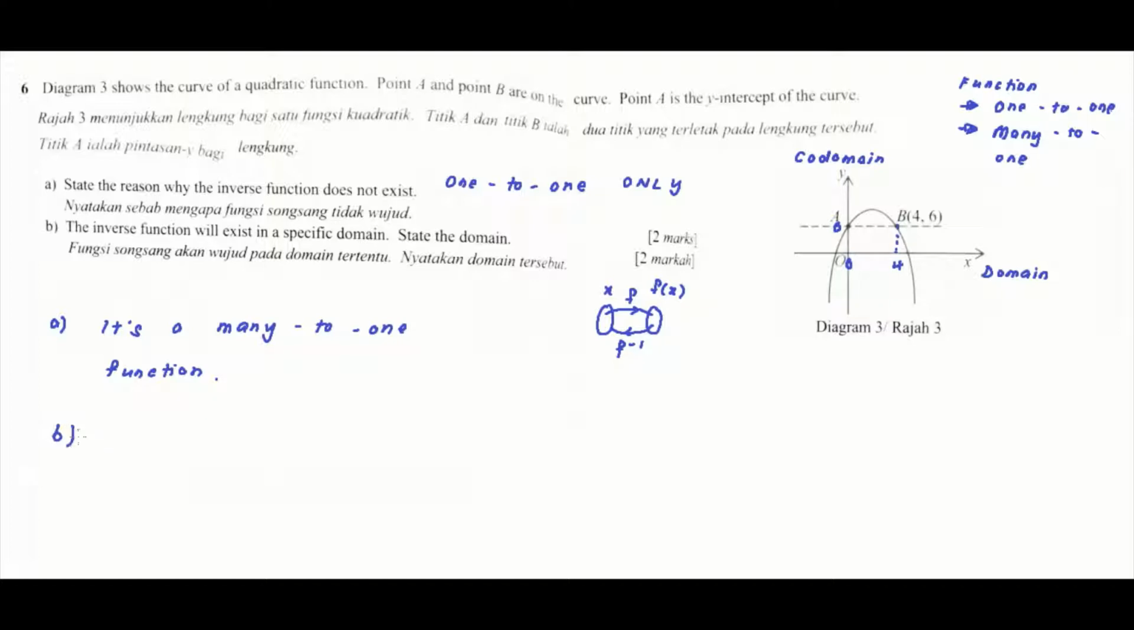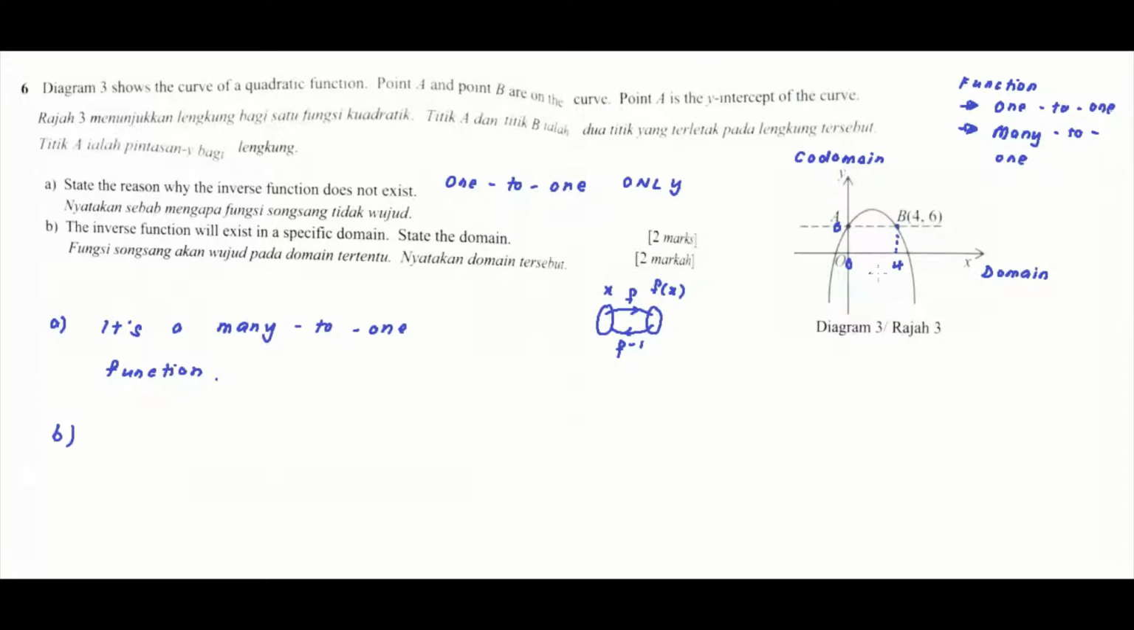Alright, so let's move on to B. The inverse function will exist in a specific domain. Go back to the idea that if you want the inverse function to exist, you must make the function a one-to-one relationship only. So how can we do that?